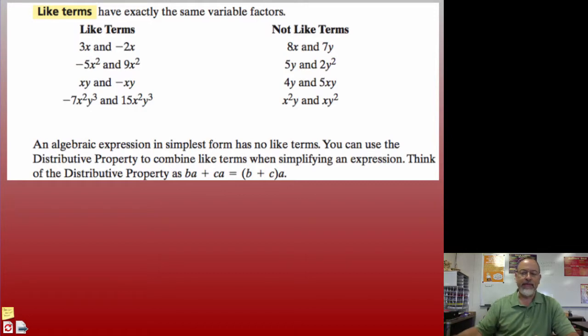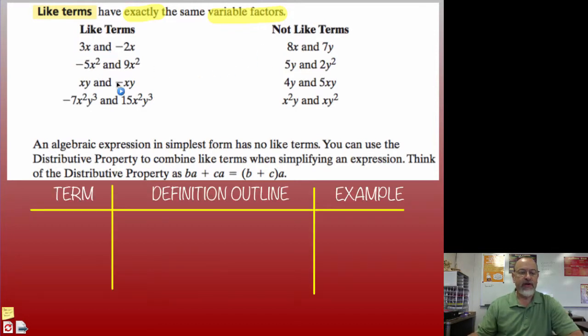So we want to look at what makes terms like, what makes them the same. Like terms, as it says up here, have exactly the same variable factors. And the word exactly is very important, as most words are. If we are trying to be precise in our language, exactly means exactly. It has to match exactly. Nothing can be different. So when we're looking for like terms in an expression, we're looking for terms that have the exact same variable factors. Variables being a letter, and factors, we're talking about multiplication.